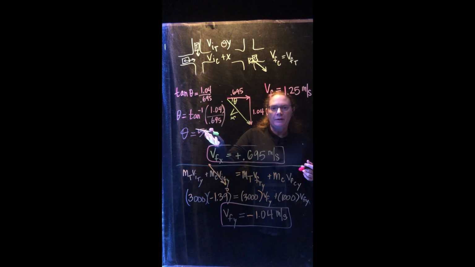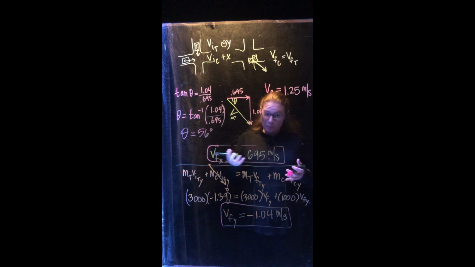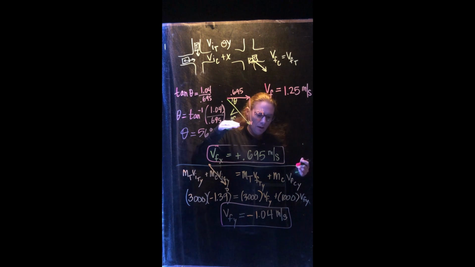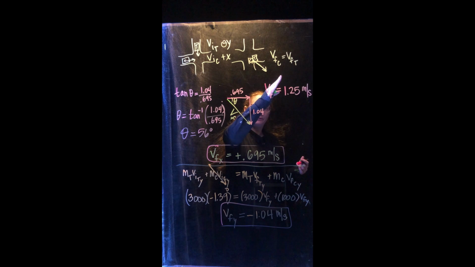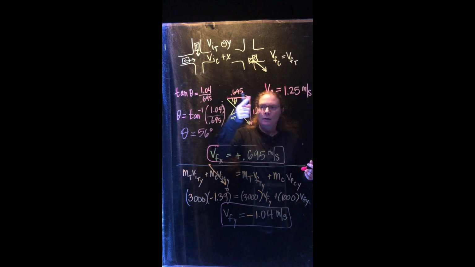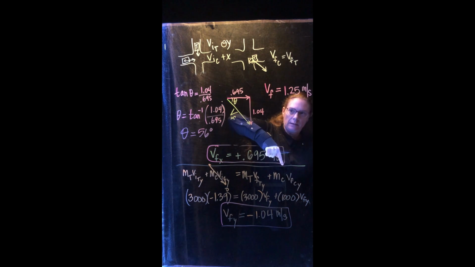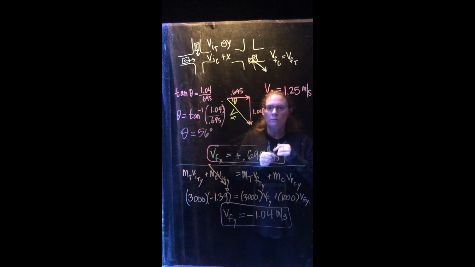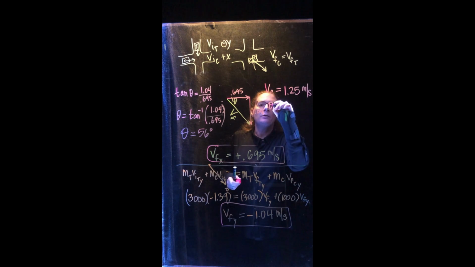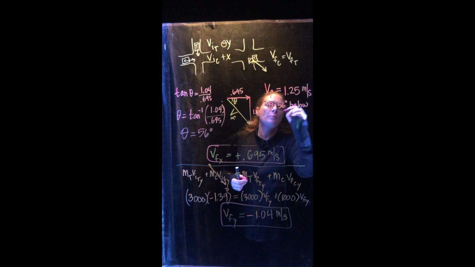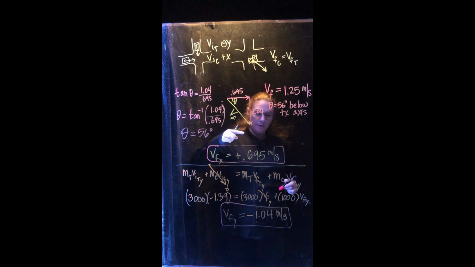If you just told me 56 degrees, that would be wrong. Because if you just say it's at 56 degrees, I say, okay, go from the positive x-axis up 56. That would be up and to the right. We're down and to the right. There are multiple ways you can describe this angle. You can say it is 56 degrees below the positive x-axis. So that means the positive x-axis looks like this, and 56 degrees below.